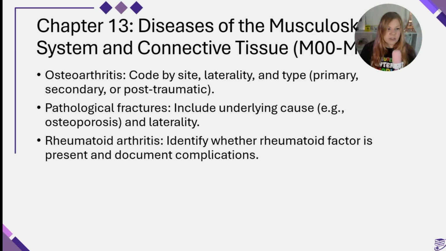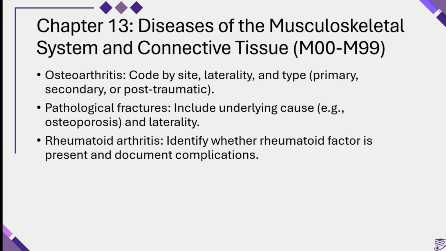Chapter 13 covers diseases of the musculoskeletal system and connective tissue. So osteoarthritis, fractures, rheumatoid arthritis, those are some common ones to understand. For osteoarthritis, we code based off of the site, based off of the laterality. So M16.11 is for unilateral primary osteoarthritis of the right hip. Pathological fractures require the documentation of the underlying cause, such as osteoporosis, as well as the laterality. And then rheumatoid arthritis codes depend on whether the rheumatoid factor is present and any complications like deformities that may be associated.